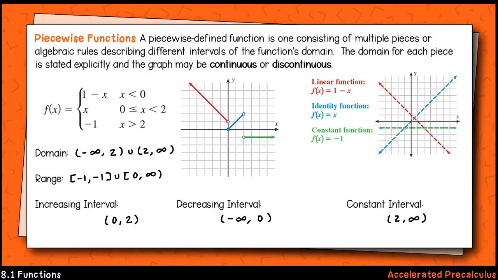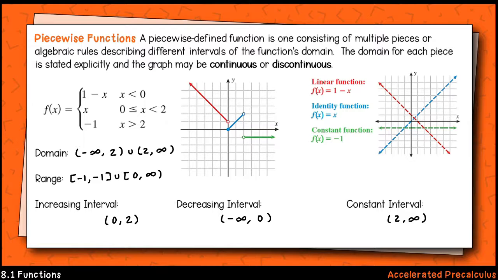This particular example consists of 3 pieces and it is considered discontinuous because it is not defined at the input x equals 2. Note that if we were to graph each of the pieces without their respective domain restrictions, the function would look like something over here on the right, and it would not be a function at all since each input is defined at more than one output.